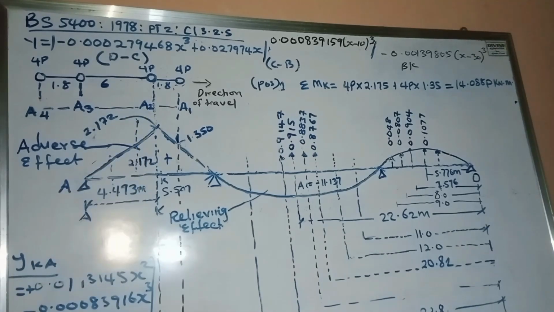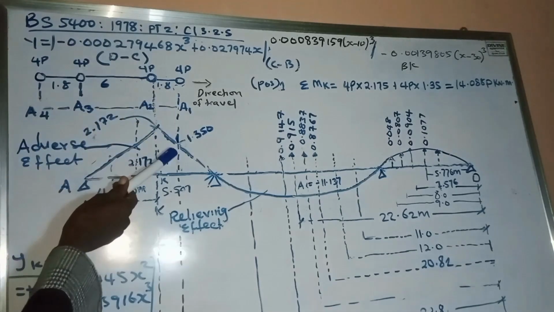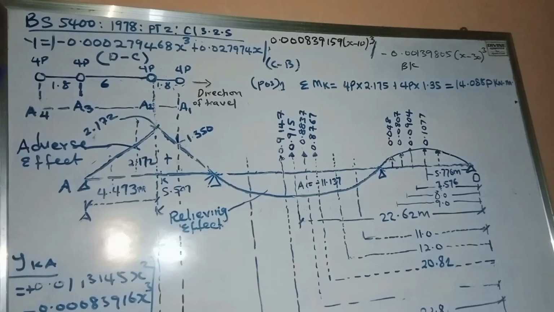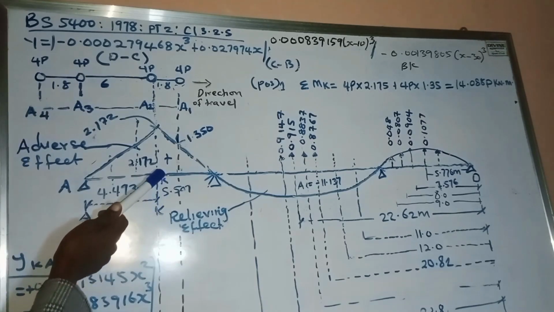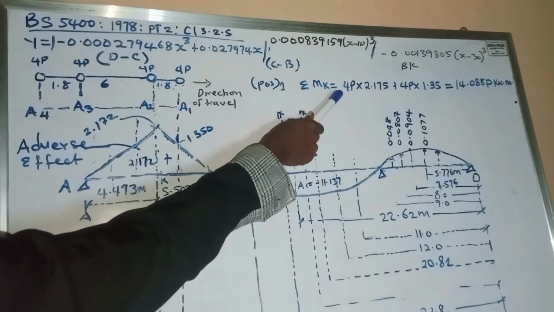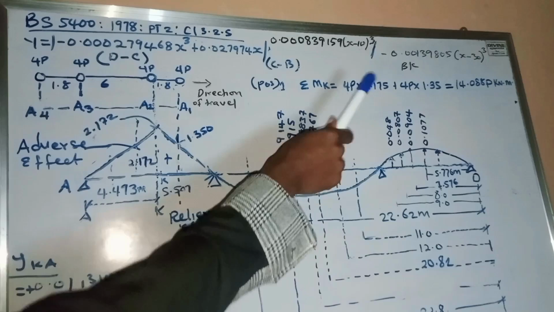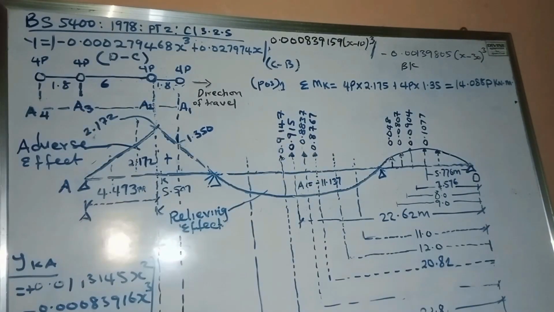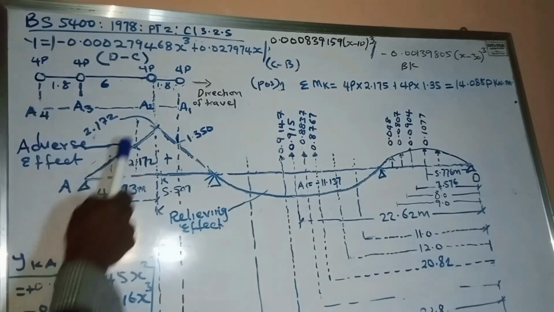So if we do that, we're going to have the effect. This effect is going to be an adverse effect because it's on the positive ordinates. All right, so the adverse effect, remember once we station the vehicle on this point, what is left from here down to the remaining part is 6 meters. I remember that from our K point to A, it's not up to six. So it means the third axle and the fourth axle will be out of the beam. So the maximum effect at this position, which is an adverse effect, is we're going to have 4P times 2.175 plus 4P times 1.35. That gives us 14.088P kilonewton meters. So that's the moment at K when the vehicle is positioned at this point.